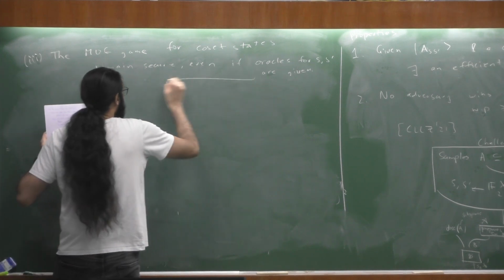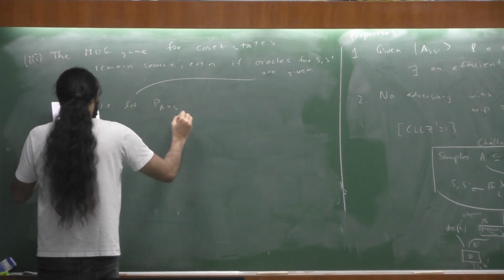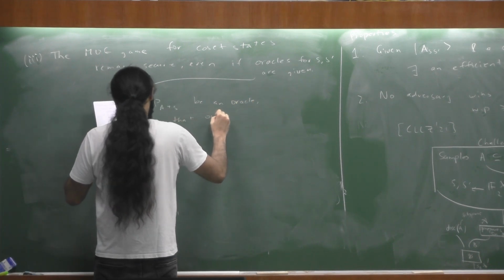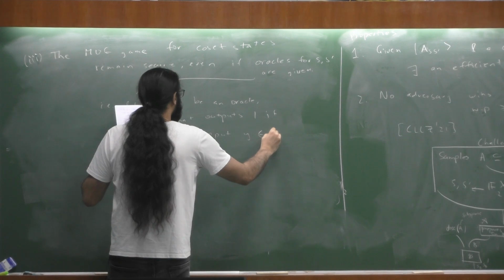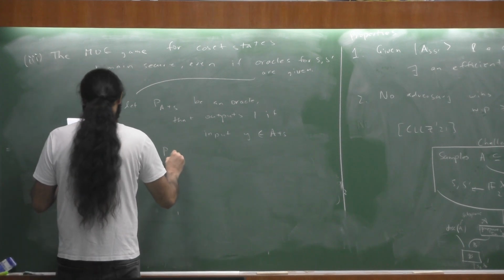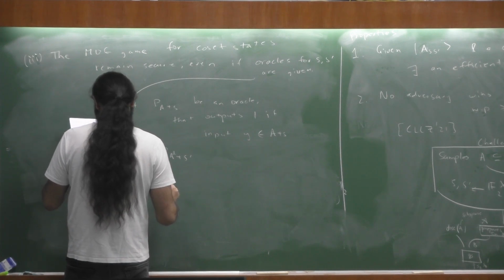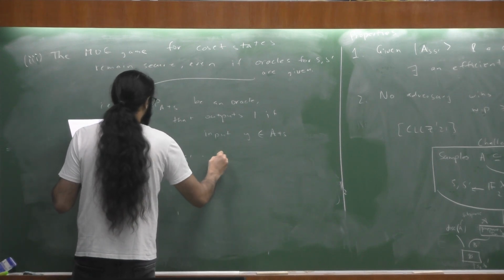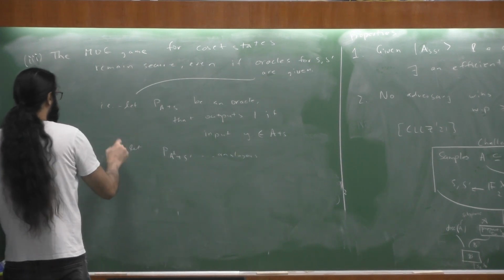So what is an oracle for S prime? Basically, you let P_{A+S} be an oracle that outputs 1 if input y is in A plus S. And then similarly P_{A^⊥+S'}. So this is analogous.